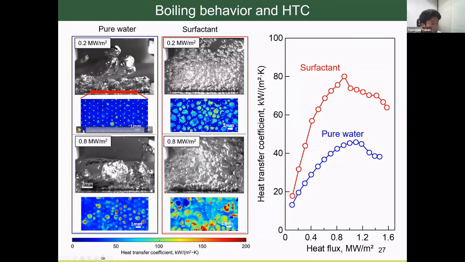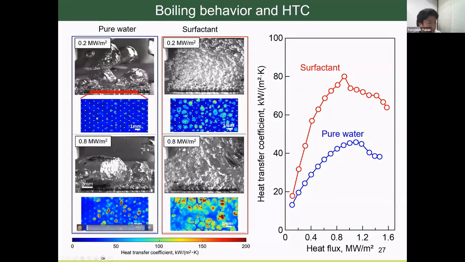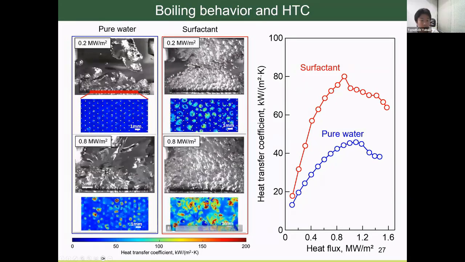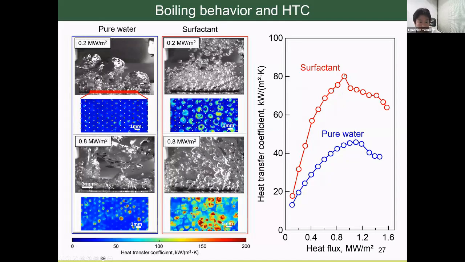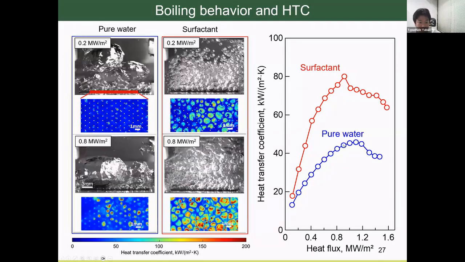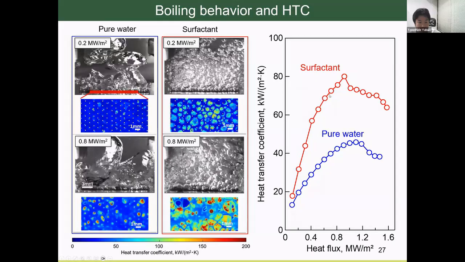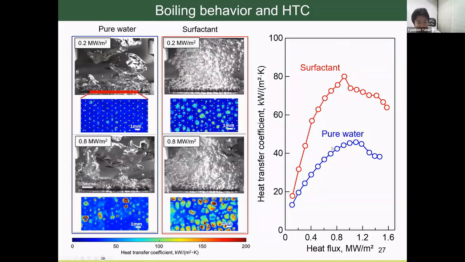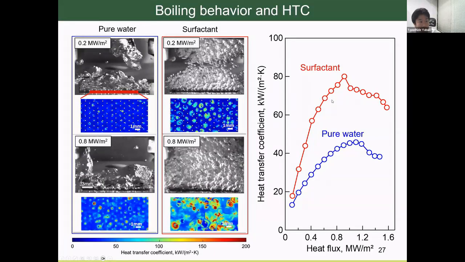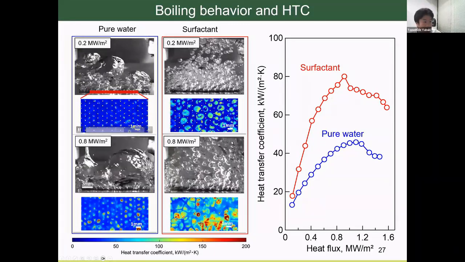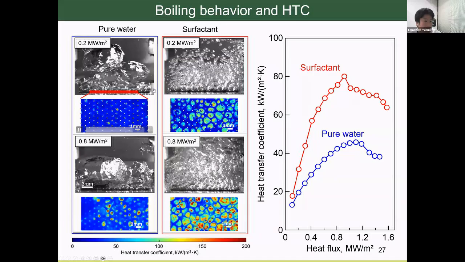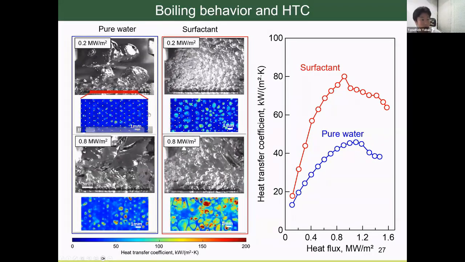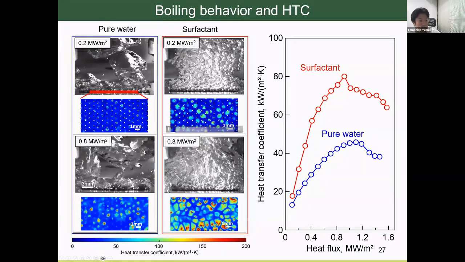And this shows the result for the pure water and surfactant solutions. And this shows the heat transfer coefficient for surfactant solution and pure water. And we confirmed that the addition of our surfactant greatly enhanced the boiling heat transfer. And also there is a very big difference in boiling bubble behavior and wall heat transfer behavior between pure water and surfactant.